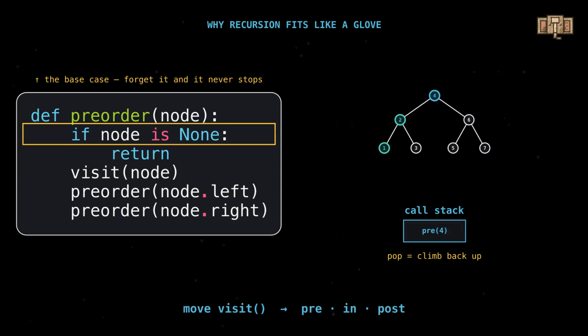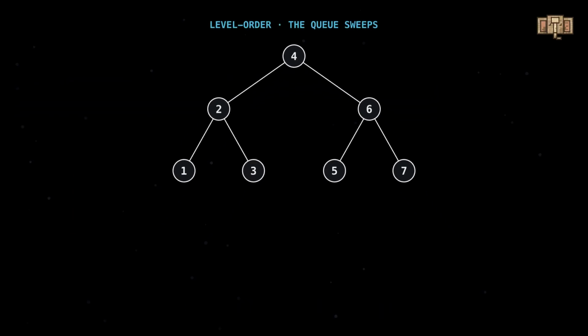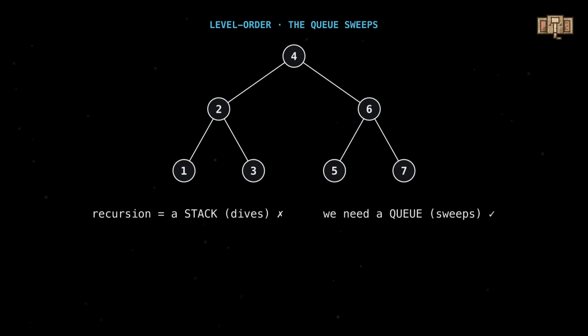And to get in order or post order, you just move one line. The structure is recursive, so the code is recursive, and the code stays short. The 3 walks we just saw all dive downward. But sometimes you want to read the tree the way your eyes do, one row at a time. Recursion cannot do that, because recursion dives and we want to sweep across.